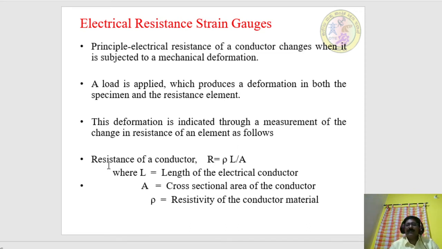Now we look into this equation. Resistance R is equal to rho L by A, where R is the resistance of the conductor material, L is the length of the electrical conductor, rho is the resistivity of the conductor material, and A is the cross sectional area of the conductor. Because in an electrical resistance strain gauge, the deformation depends on the resistance which has been used.